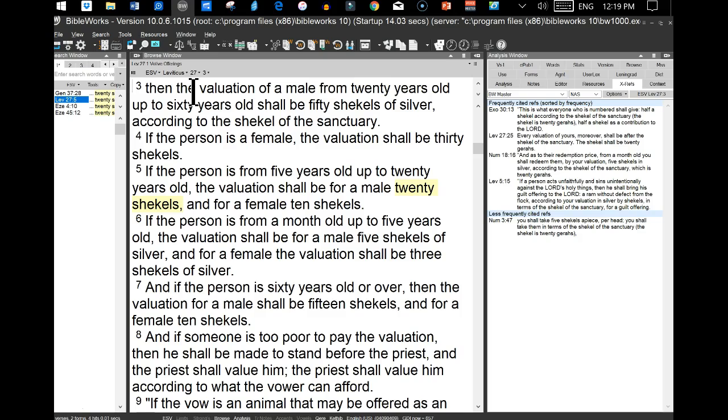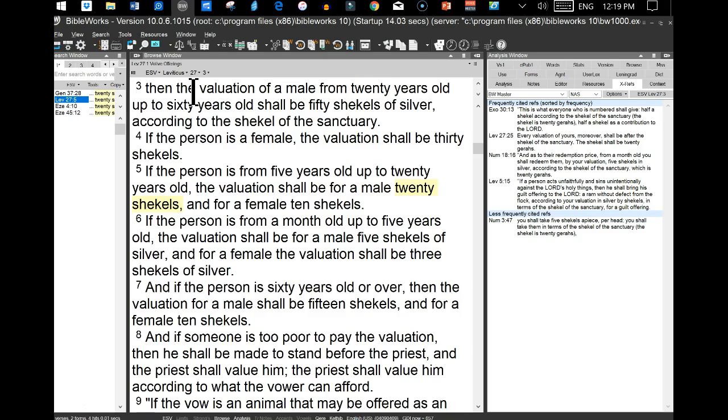$10,000. So if you accidentally kill someone, the family has a right to seek vengeance on you. If they show you grace, you can pay $10,000 and they'll forgive you for accidentally killing their family member. Okay.